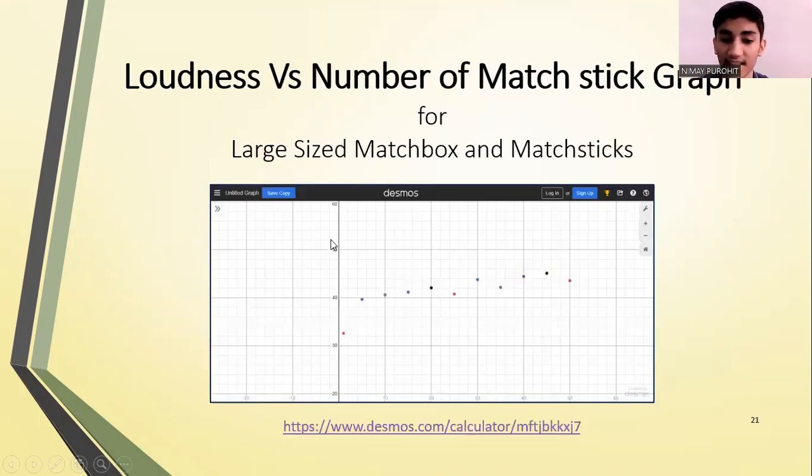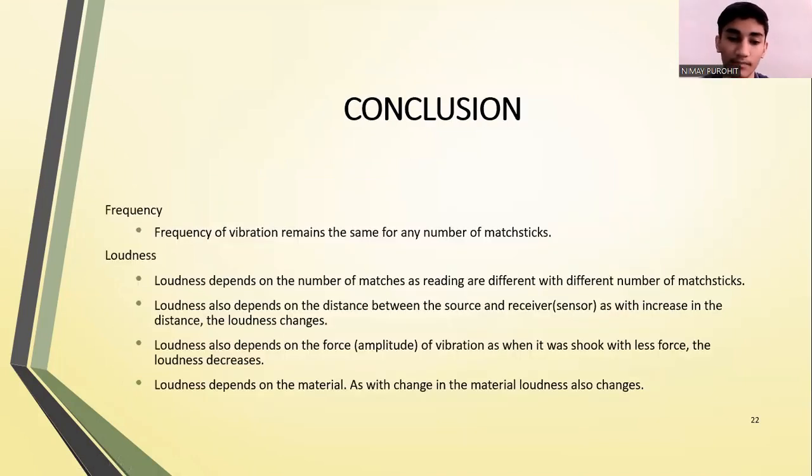This is the graph for a large size matchbox. Since the large size matchbox has a large volume, there are high chances of error and hence the graph is not a perfect parabola. In this case, it is slightly different from a parabola.